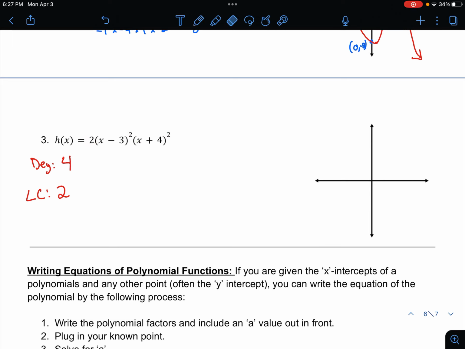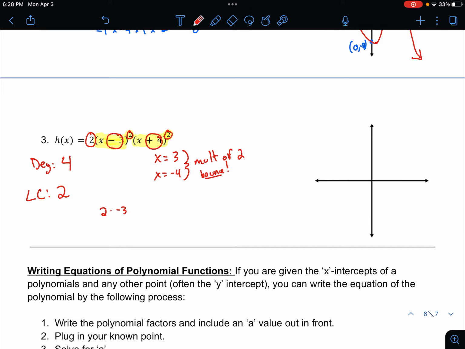If I want my intercepts, I can say that they're going to be at x equals 3, x equals -4. Both have a multiplicity of 2, because technically I have x plus 4 twice, and I have x minus 3 twice. So that's going to mean we bounce off of both of these points. Okay. Then I want to think about what's my y-intercept. It's going to come from 2 times -3 squared times +4 squared.